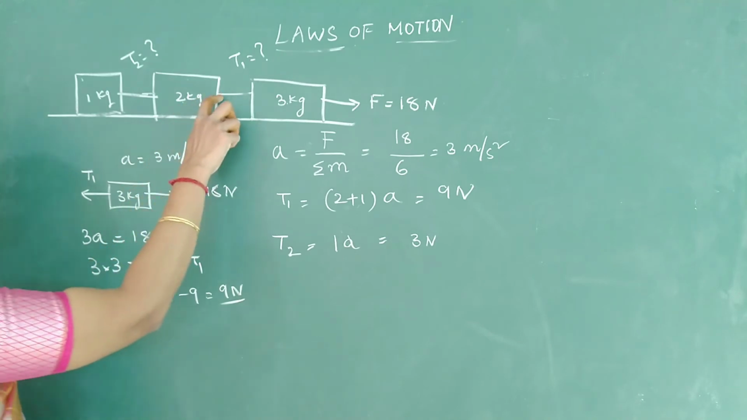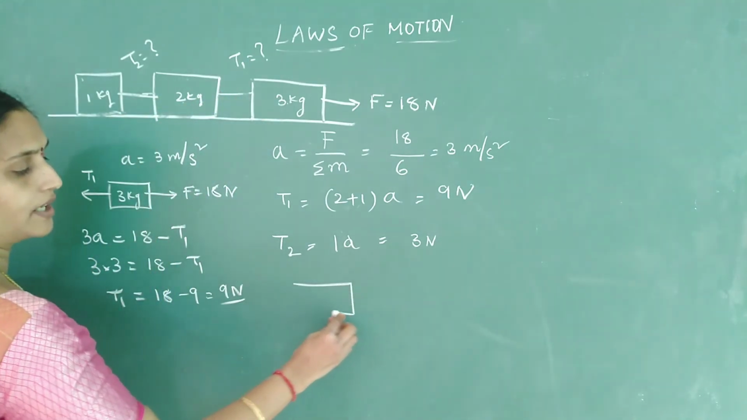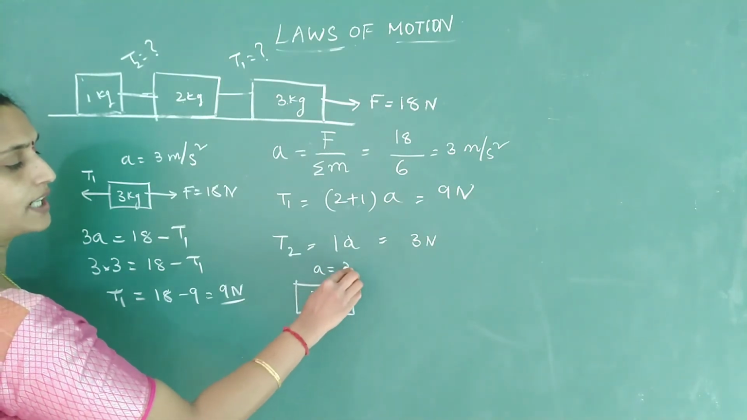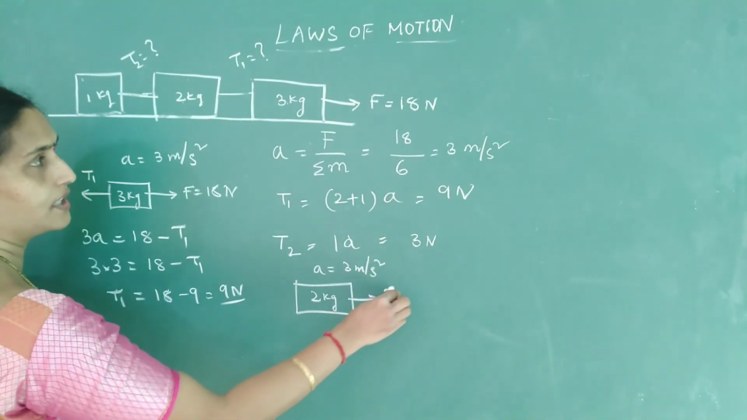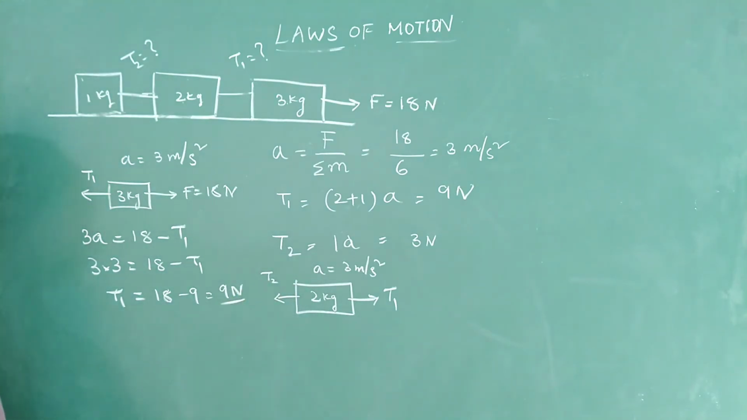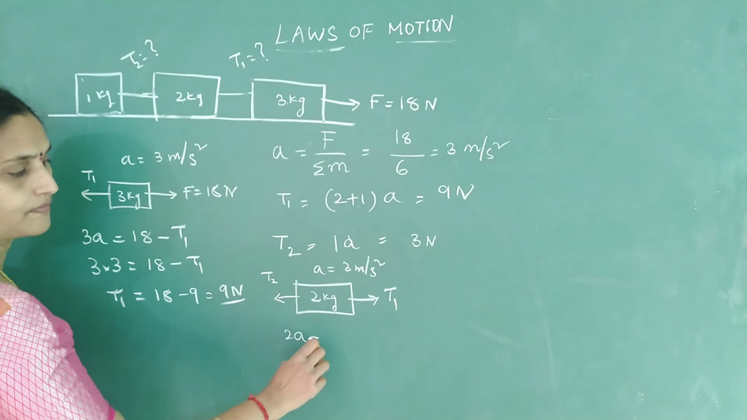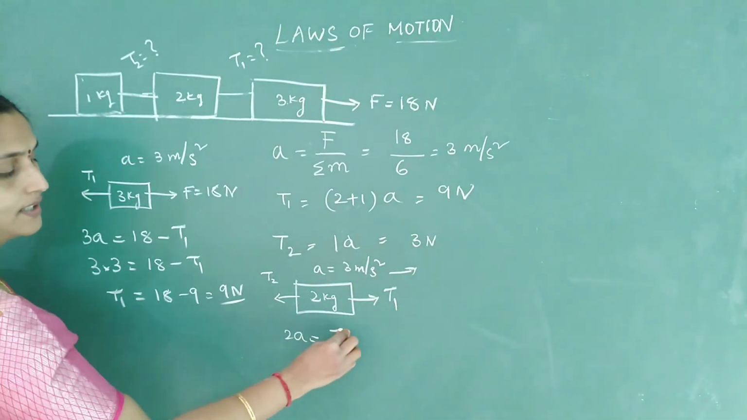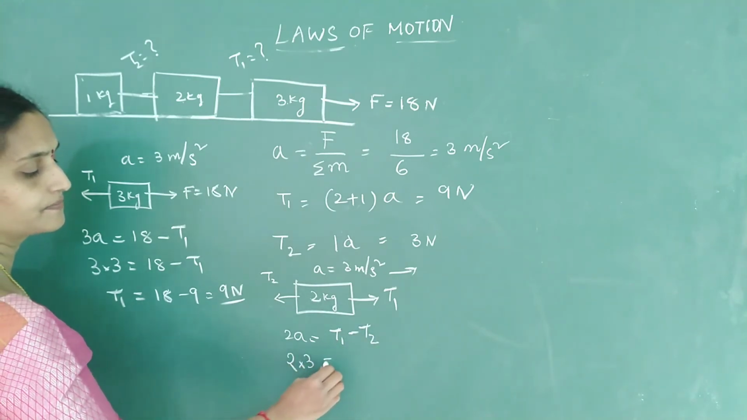For the 2 kg block, this side tension is T1 and here tension is T2. Okay, I am making the free body diagram for it. It is moving with an acceleration 3 meter per second square. This side T1 and here I will call T2. Write the equation of motion, 2 into a. Since it's moving this side, this is applied and this is opposing. T1 minus T2 equals 2 into 3.